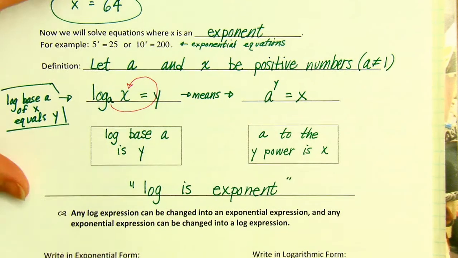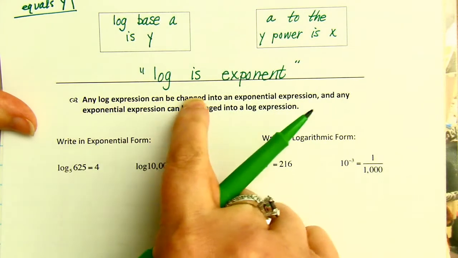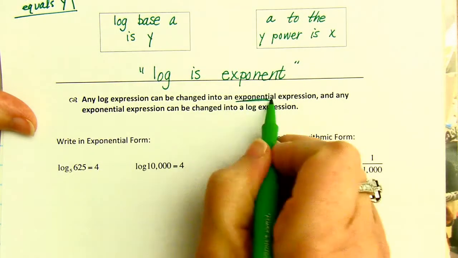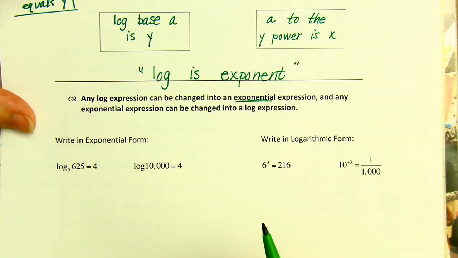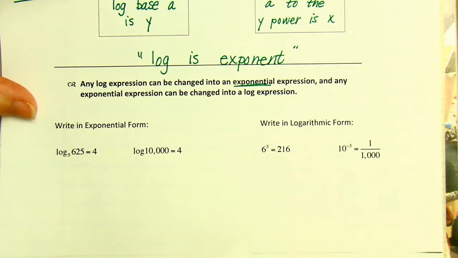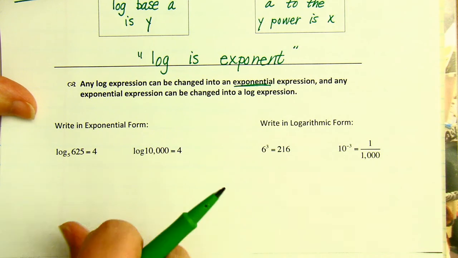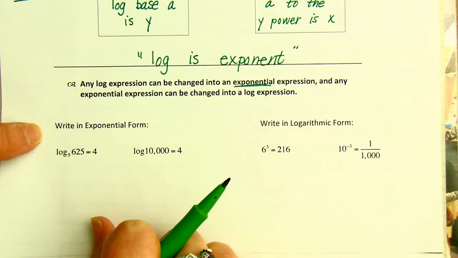All right, let's move on to the examples. Any log expression can be changed into an exponential expression, and any exponential expression can be changed into a log expression. Okay, so really what you're going to see and find in the homework here is you going forwards and backwards, converting just from log form to exponential and vice versa. All right, right in exponential form.